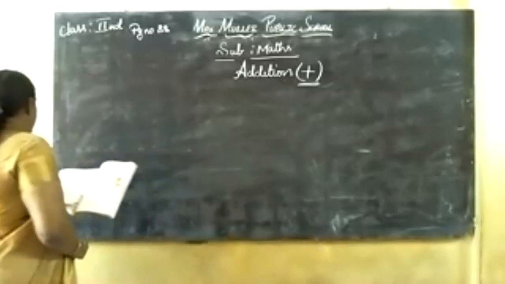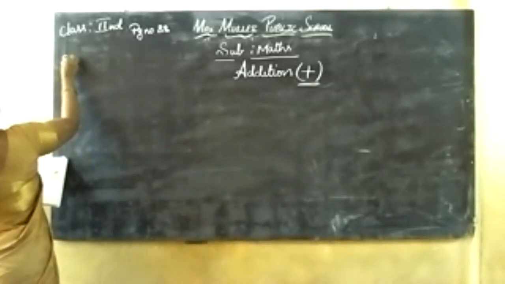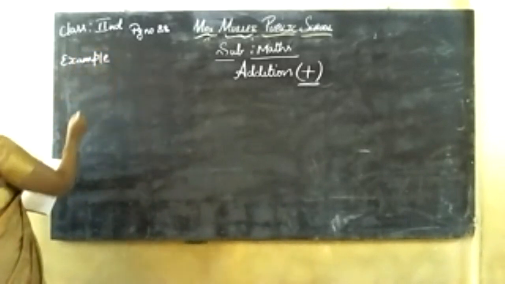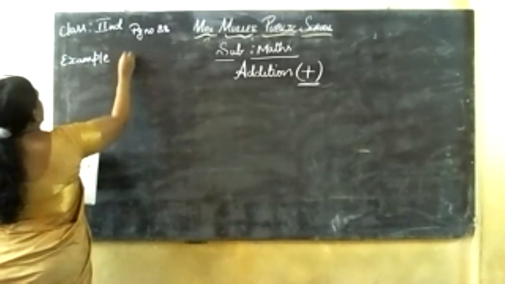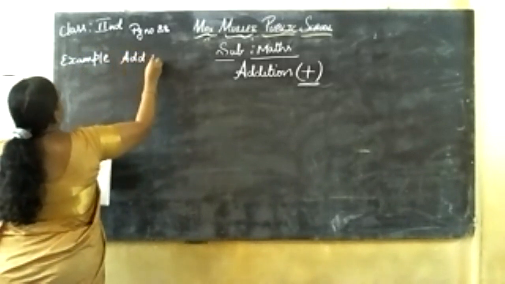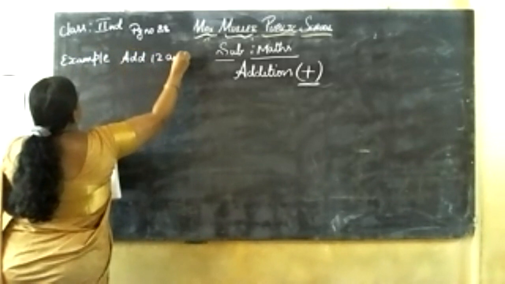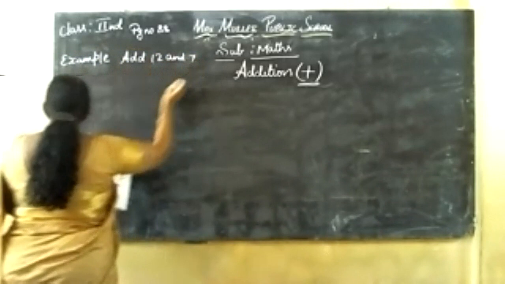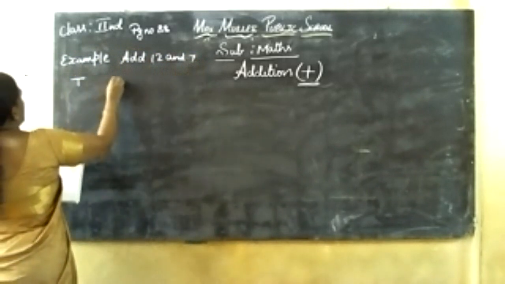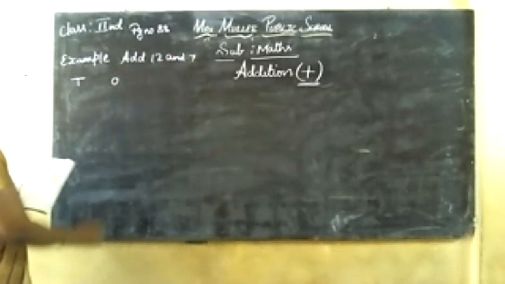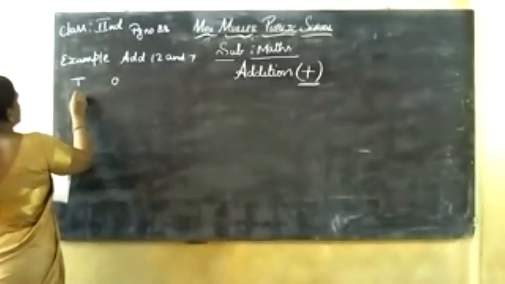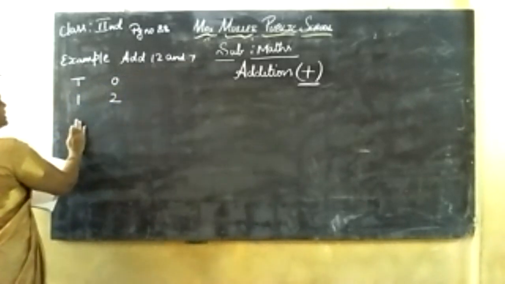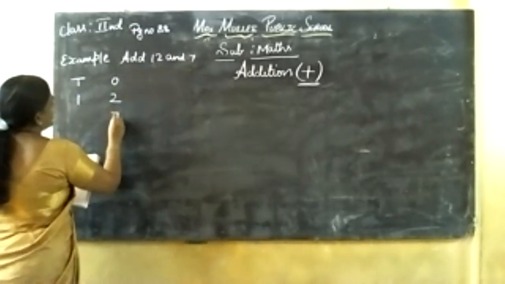See, already they have given one example. This is also an example; you need not write it there. See the example sum in the textbook: 12 and 7. In this, we have a two-digit number and a one-digit number. First you write tens, ones. Your two-digit number is there, first write this two-digit number, 1, 2. The single-digit number you don't write in the tens column, you write in the ones column. 7.